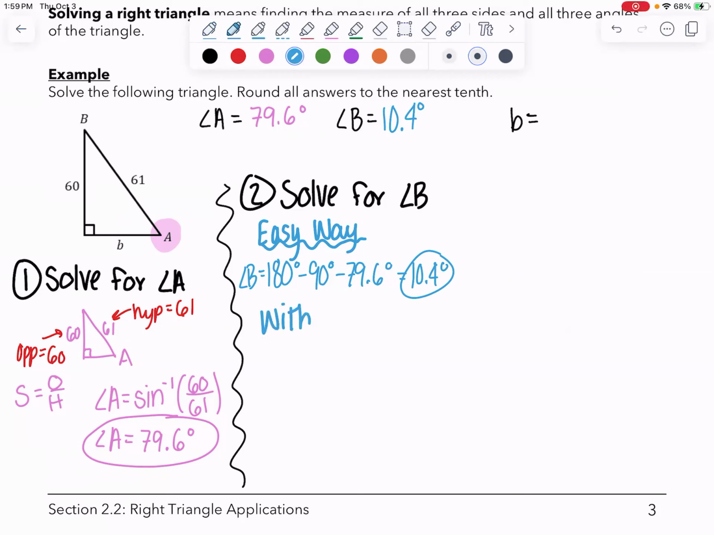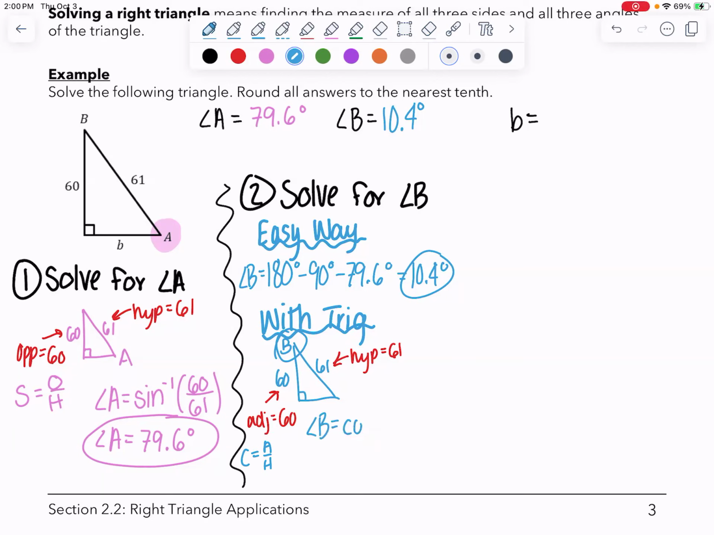However, if you want to use trig instead, we would do the same type of thing we did with angle A, because you didn't have to solve for angle A first. You could have solved for angle B first. Angle B is right up here. For angle B, 60 is the adjacent side. The hypotenuse is 61. And we have adjacent and hypotenuse, so CAH. Angle B is equal to cosine inverse of adjacent 60 over hypotenuse 61. And if you plug this into your calculator, you should still get 10.4 degrees. So either way, you end up with 10.4 degrees.